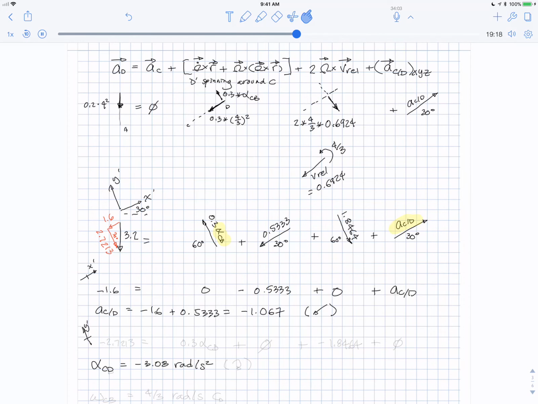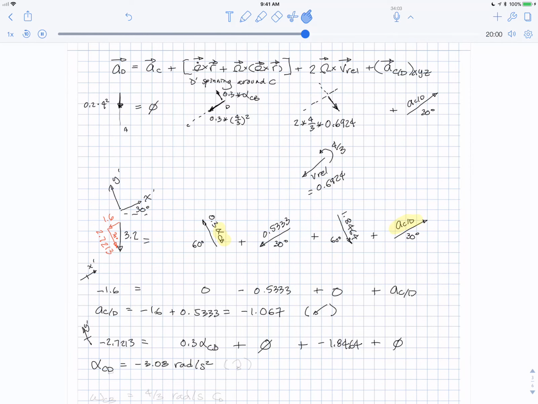Excuse me. Okay, I'm back. I just had a little coughing fit there. Okay, so we're taking it up and to the left as positive, so the component 3.2 is going down and to the right, so minus 2.7213. Okay, this is going up and to the left, 0.3 alpha CB. This does not have a component in the y prime direction. This is going downhill, so minus 1.8464. Excuse me. And that doesn't have a component.